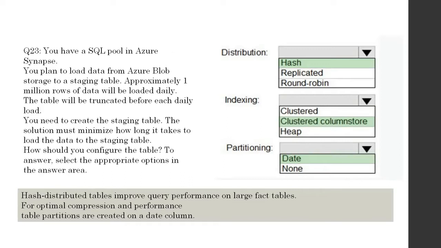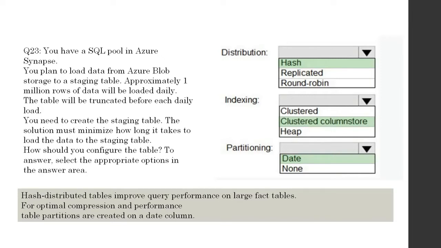So obviously the distribution will be hash distribution. Hash distribution tables improve query performance on large fact tables. So the distribution you have to select is hash table. Where you have to use replicated and round robin, you have to read the Microsoft documentation. Maybe I will cover it in the upcoming videos.